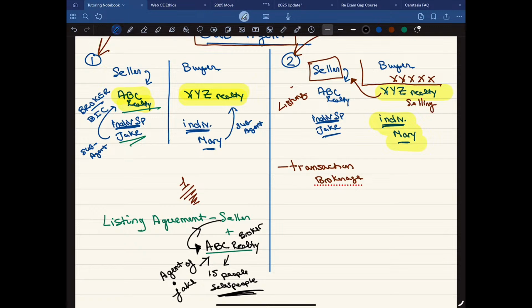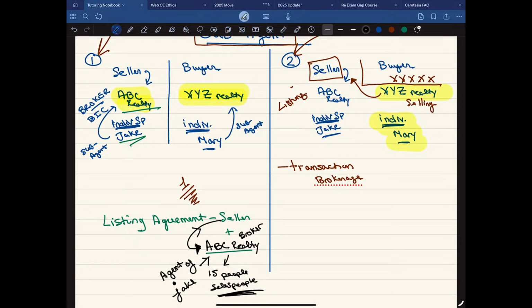So let me know this makes sense. And Anna, that is the definition. Sub-agency is this idea that you didn't hire Jake, you hired Jake's broker, making Jake a sub-agent. So, Anna, I want to make sure you understand that one because that is a term you need. Okay, you got that part.